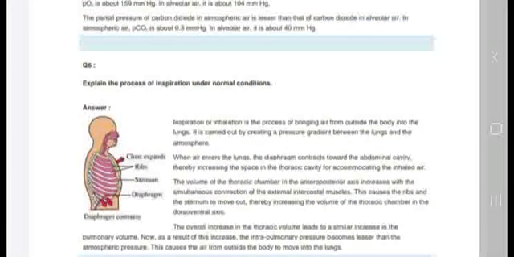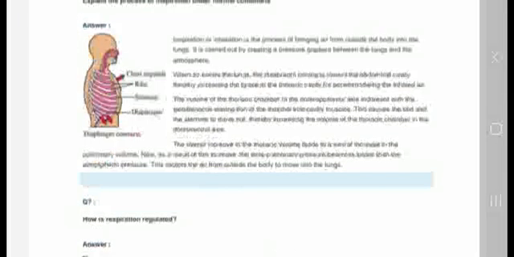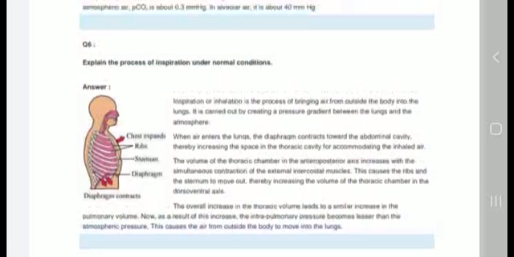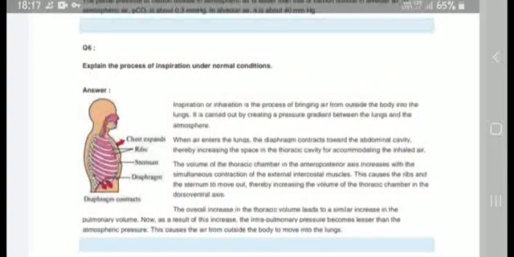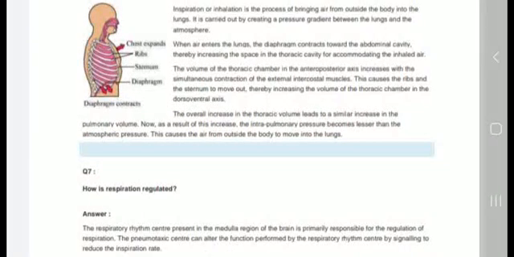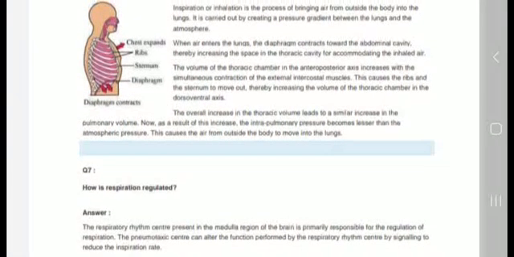So let us know about the process of inspiration under normal conditions. Inspiration or inhalation is the process of bringing air from outside the body into the lungs, and it is carried out by creating a pressure gradient between the lungs and the atmosphere. When air enters the lungs, the diaphragm contracts towards the abdominal cavity, it contracts like this, and goes downwards.